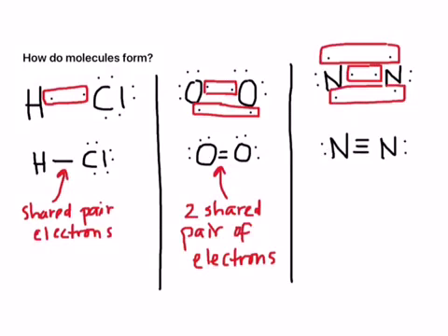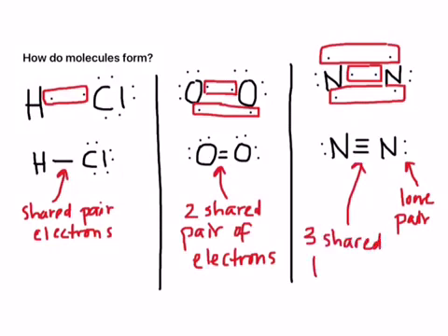We call those unshared electrons a lone pair. So that's called a lone pair of electrons. Those are the unshared pairs. And then here we have 3 shared pairs of electrons. So that would be a triple covalent bond.